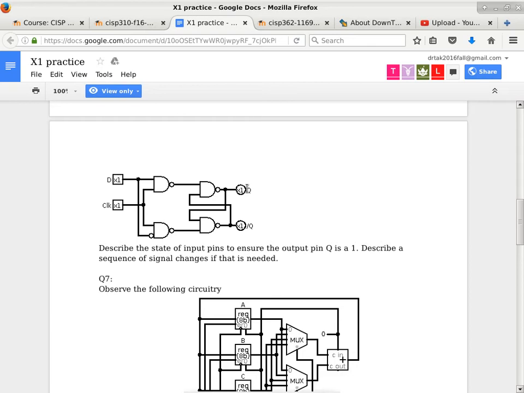Yep, that's it. So we need both D and clock to be 1s in this case, but no transition is required. So one single row is enough for this case, because a D flip-flop is level sensitive, it is not edge sensitive. The change does not happen during a transition, the change happens as soon as you present the input. So in this case, D equals 1, CLK equals 1 is the answer.